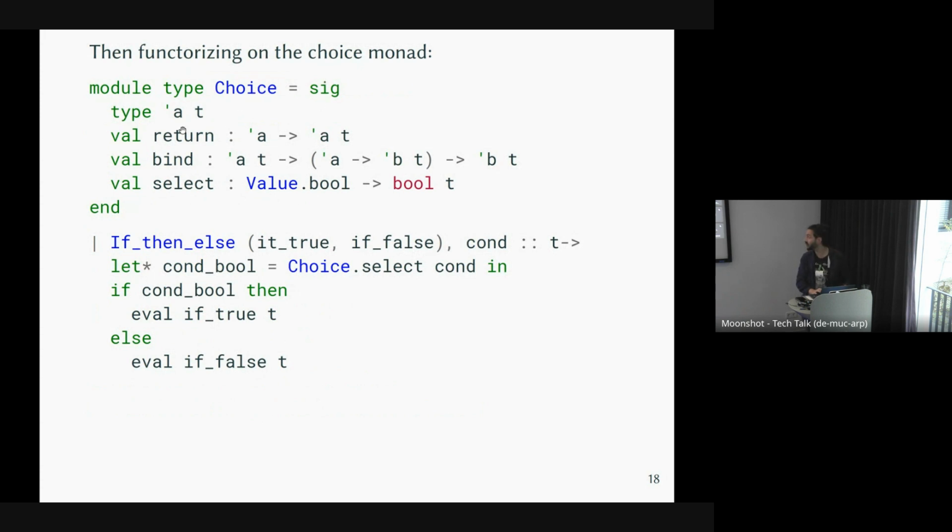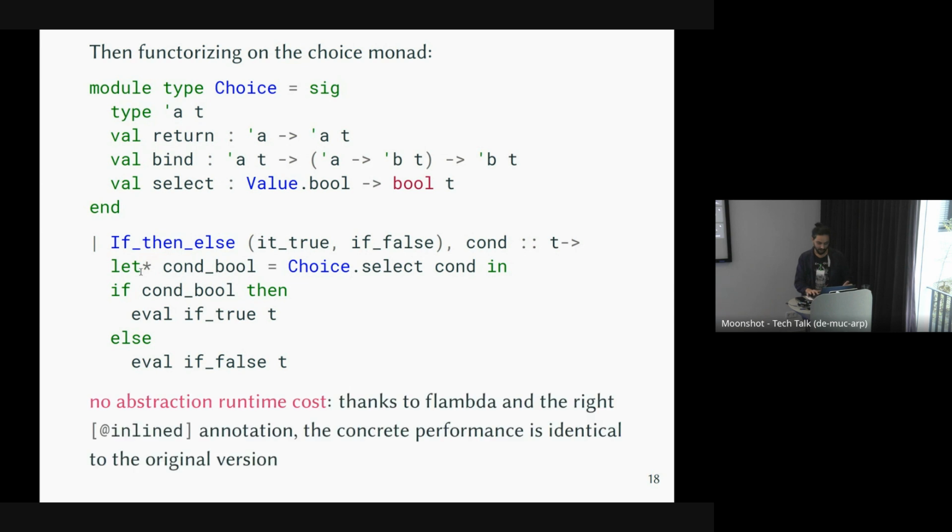So this is the signature of the module. And okay, it provides you two things: the choice.select and a bind that is hidden here in the star. And in the concrete case, the good thing is that it has no abstraction runtime cost, so we get the same performance as before, thanks to flambda and the right inline invocation.